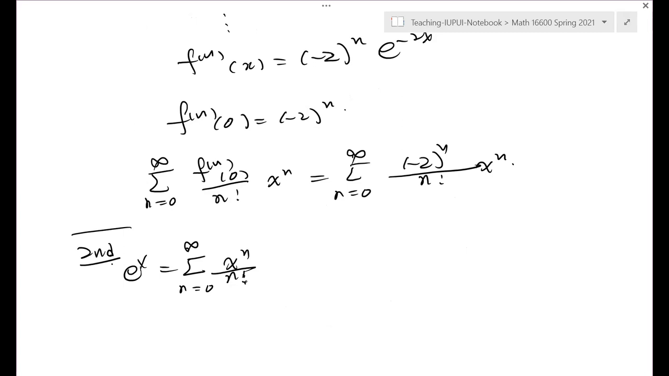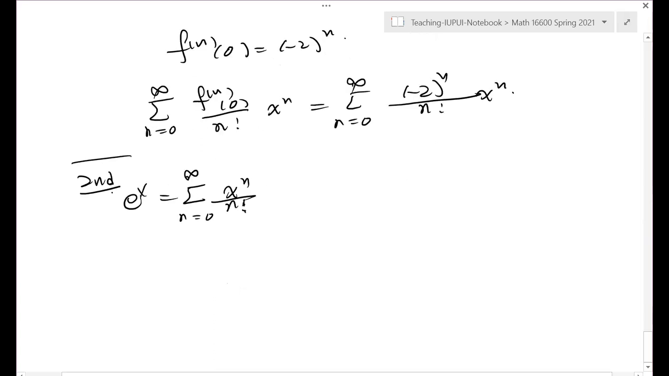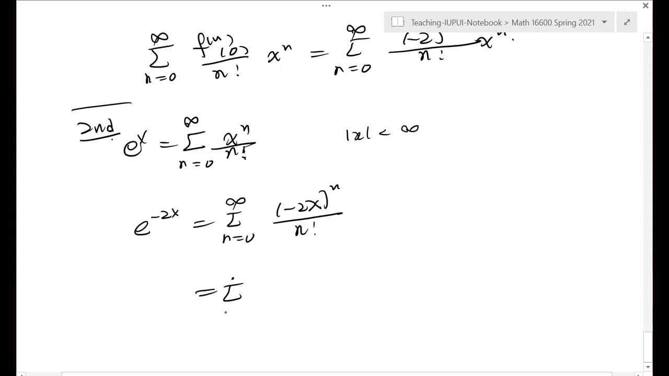E to the x. Right. And this holds for any x. So now you replace x by -2x. Nth power. And -2 to the nth power, x to the n. And that's it.